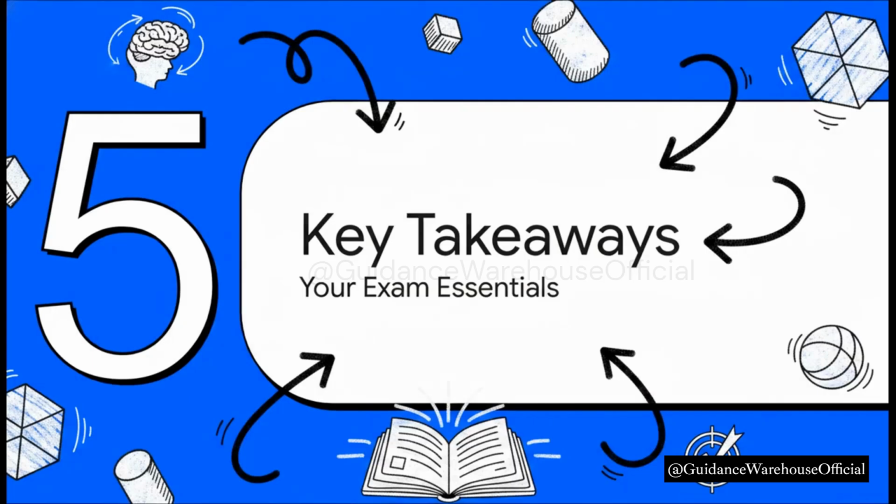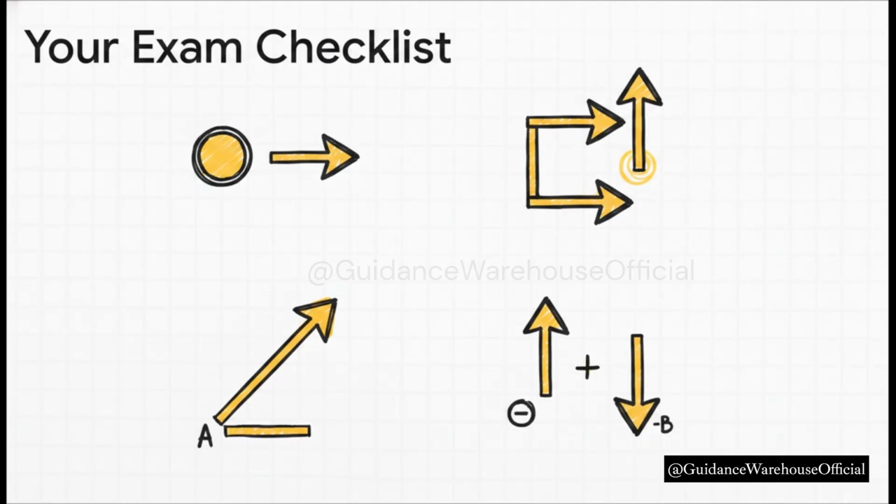Okay, deep breath. We've covered a lot of ground pretty fast. So let's boil it all down to the absolute must-know essentials that you need to lock in for your exam. All right, this is it, your final exam checklist. First, scalars are just a number, but vectors need a number and a direction. Second, we add vectors visually by chaining them together head to tail. Third, that final shortcut vector, the overall result, is called the resultant. And fourth, subtraction is just a trick. You add the opposite.